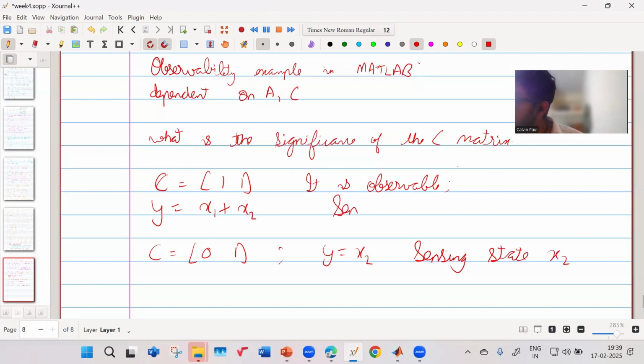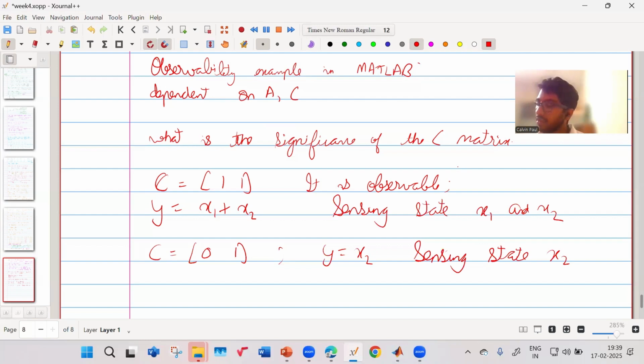Here I am sensing what? State, kind of like I'm controlling or I'm observing both the combination of x1 and x2. Right? I am sensing the output, which is a combination of state x1 and x2. So this can be possible if actually in the physical system I have x1 plus x2 happening, then I can sense it. Otherwise, I have to sense both states x1 and x2. So when I'm doing y equal to x2, it means I'm just sensing state x2.